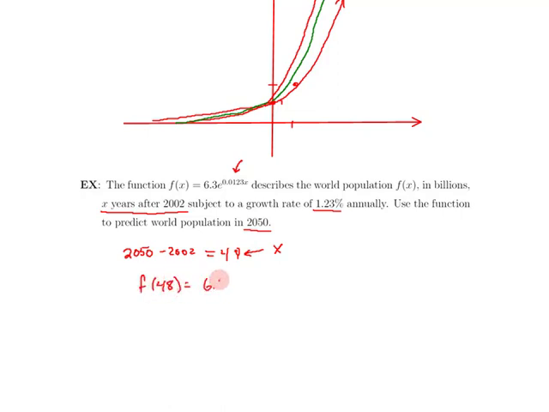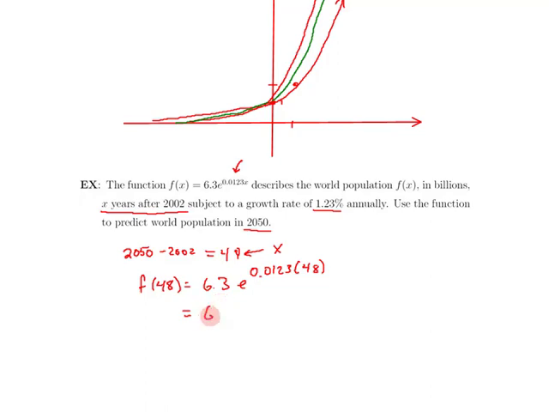So that's 6.3 e to the 0.0123 times 48 in the exponent. Now I'm using order of operations. I'm going to multiply in the exponent first, then I'm going to raise e to that power, then I'm going to multiply by 6.3. Now you may want to consult the user's manual for your calculator to get the order correct.